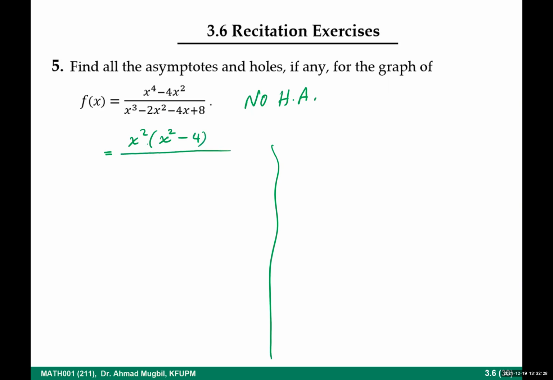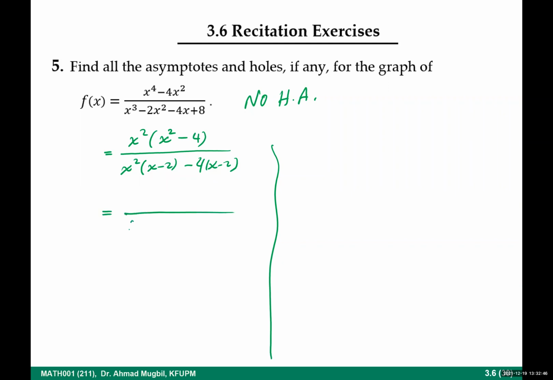Now in the denominator, you need to use grouping. The first two terms, x squared as a common factor, you will have x minus 2. We need to have this in the second group. So we will take negative 4 as a common factor. Now this is the new common factor. Factor it out.